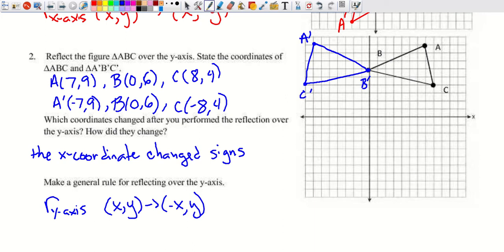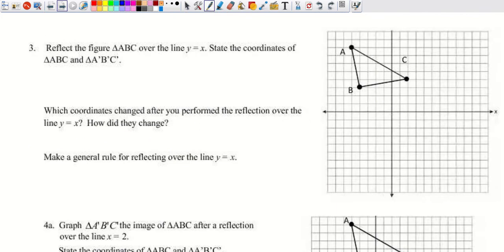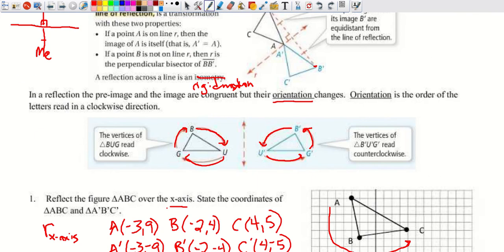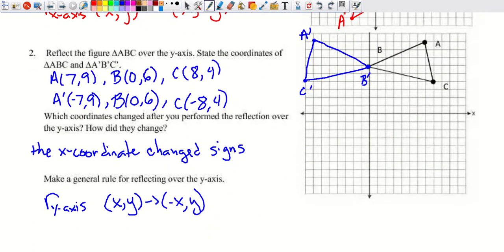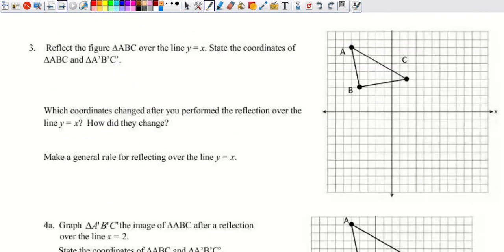All right. And I believe that was the end of the first page. Just double check and make sure we didn't forget anything. It looks like we're good. Let's go to the next page.